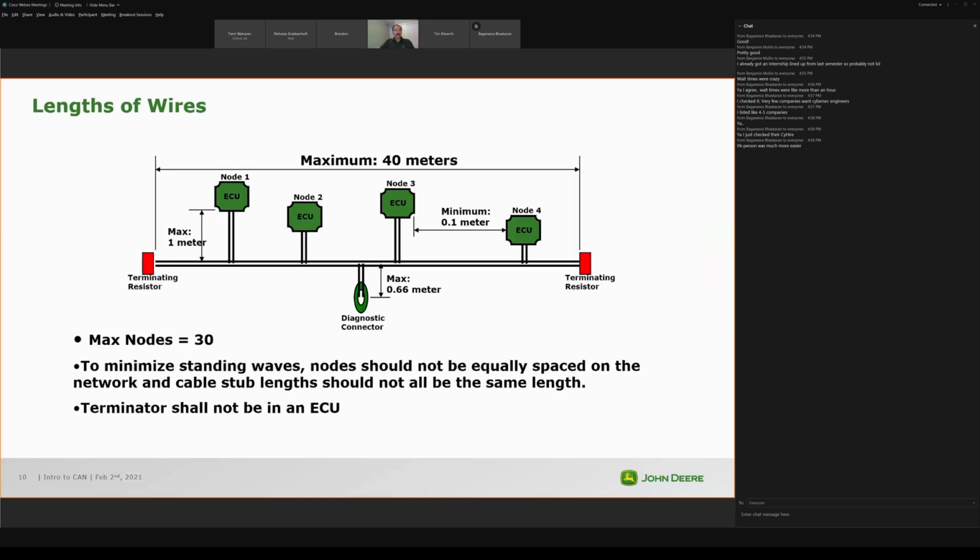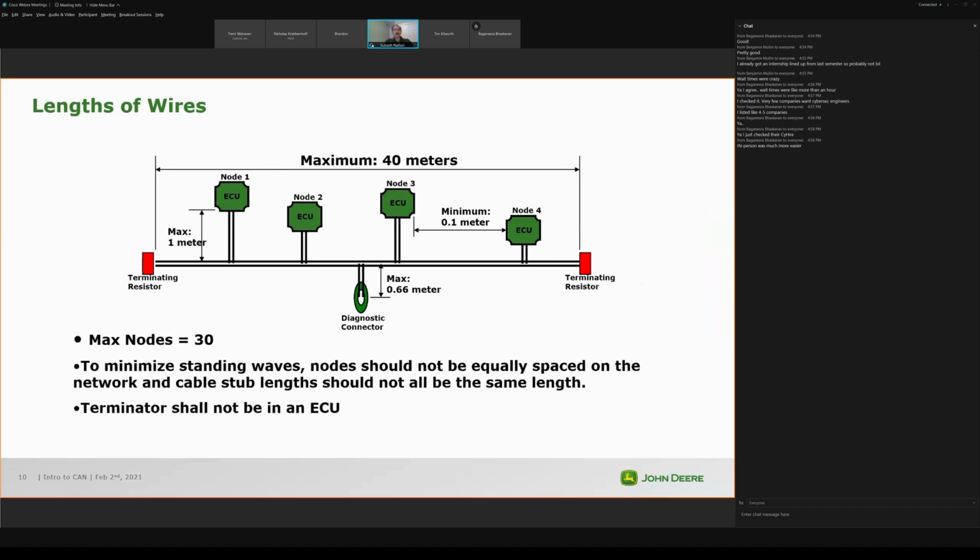So, there are some standards around the length. So we say, okay, maximum is 40 meters. You can have only 30 nodes, but also it depends on how your routing is, what's your stub length, which is basically from a bus to an ECU. What's the length of those, and what's the line capacitance or the impedance in a sense, because that all impacts the quality of your signal. And also this variable spacing between the stubs and the stub lengths would help with standing waves.